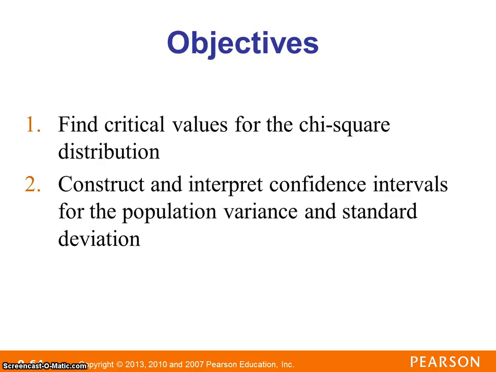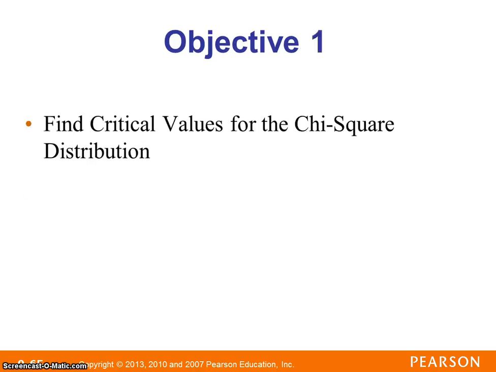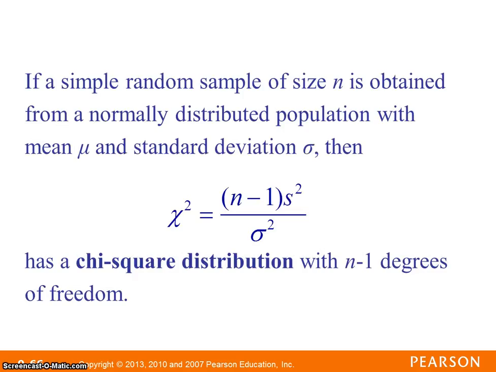So let's look at objective 1 and finding the critical values for the chi-squared distribution. Like I said, one thing that makes this a little bit more difficult is the chi-squared distribution is not symmetric, so you can't find the value on one side, and then if you need to find the value on the other side of the mean, you can't just double it like you did for the z and the t distribution.